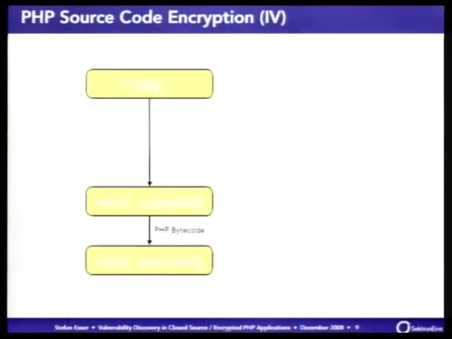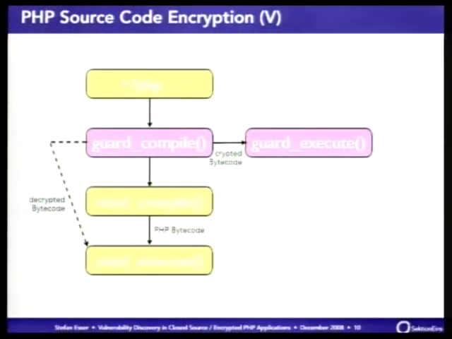I have some pictures. Normally you have the PHP source code, which is green, and this gets passed to the compile function. The compile function first tokenizes it, then compiles it, and the result is some kind of PHP bytecode, which is then passed to the execute function that executes the bytecode.